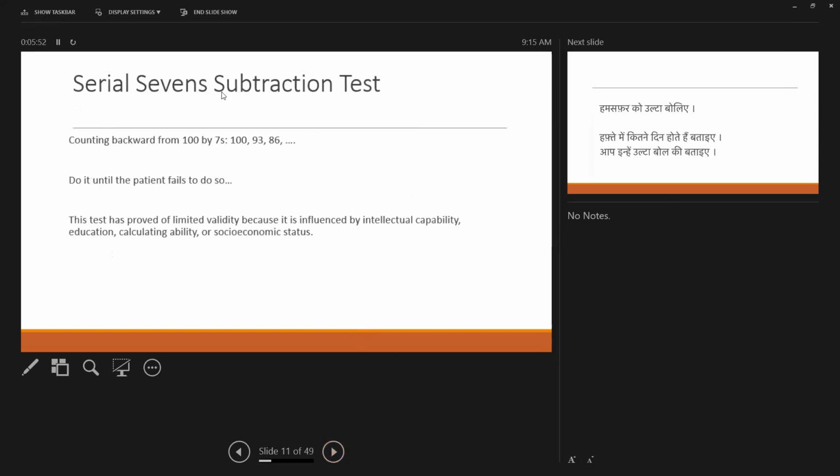Then there is the serial 7 subtraction test. This test is of limited validity because it is influenced by intellectual capability, education, calculating ability, and socioeconomic status. So we'll ask the patient to do 100 minus 7, and we will continue until the patient fails to do so.